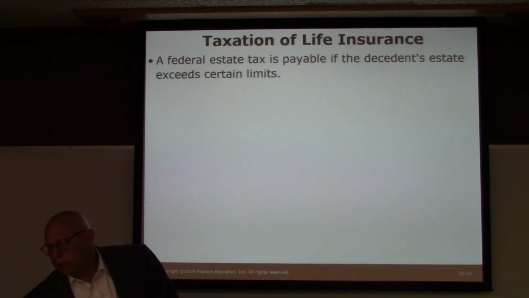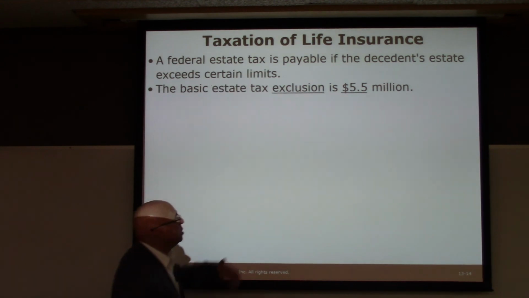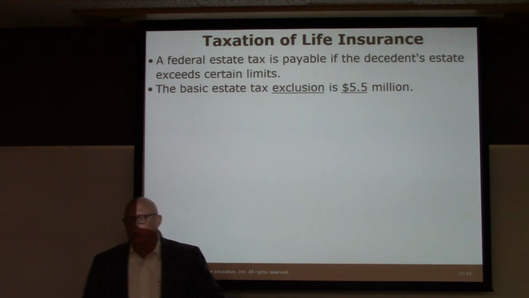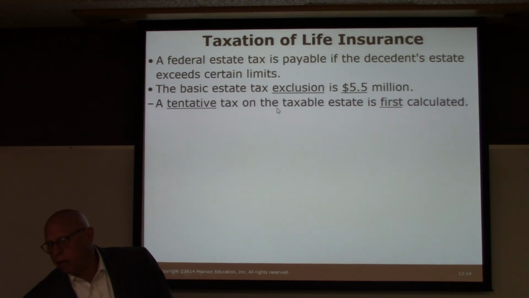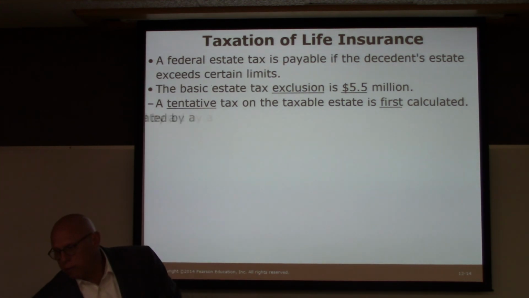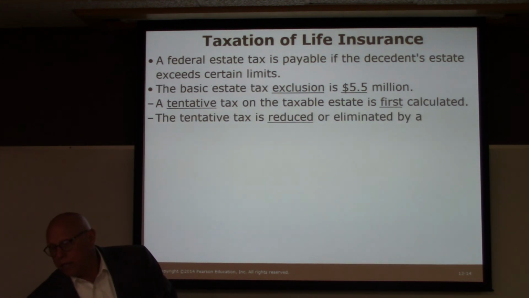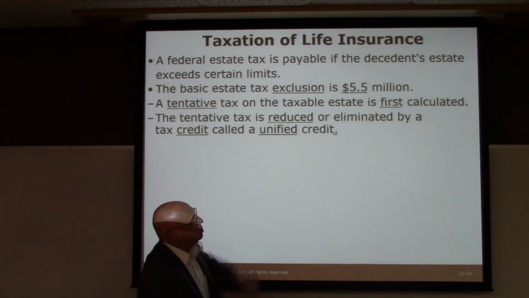So the estate tax is payable if the decedent's estate exceeds certain limits, and this changes all the time. The basic estate tax exclusion right now is $5.5 million per person. So for a couple, it's $11 million. So first, you're going to calculate the tax, and the tax is then reduced or eliminated by what's called the unified credit, which is the exclusion.